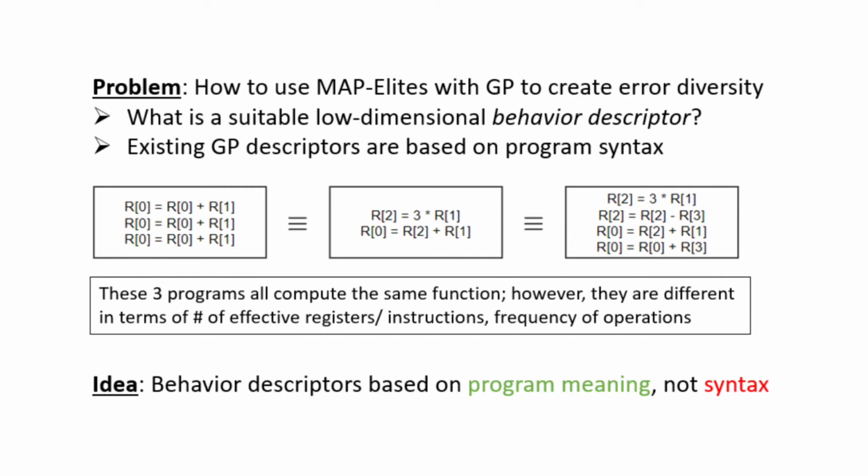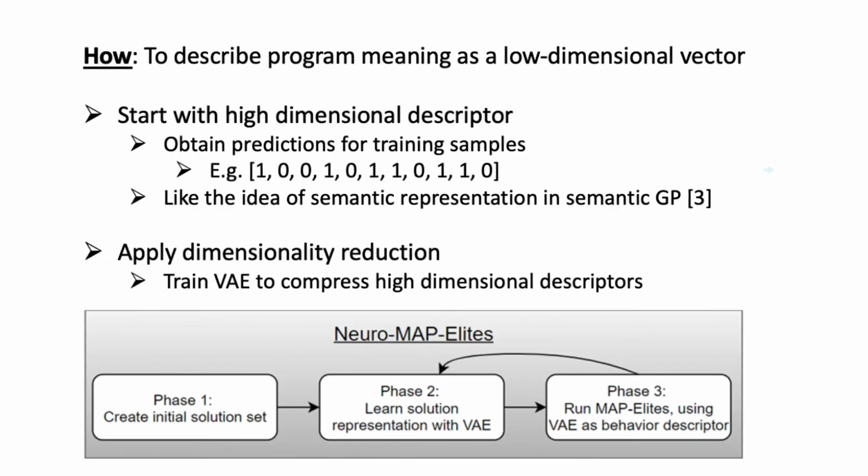What's going on in this figure is we've got three different linear genetic programs that all look quite different, but they all compute the same function. For the same samples, they'll all make exactly the same predictions. But in a lot of superficial ways that we can look at these programs, they all look very different. So the idea is that we should base our behavior descriptors on program meaning and not on the syntax, because these programs can be very syntactically different, but they mean the same thing.